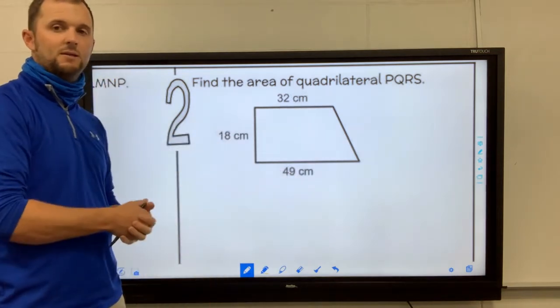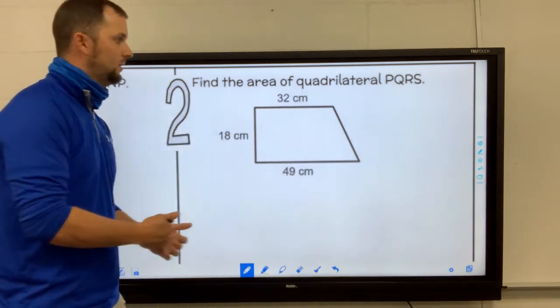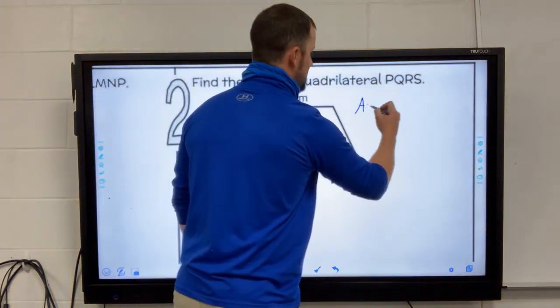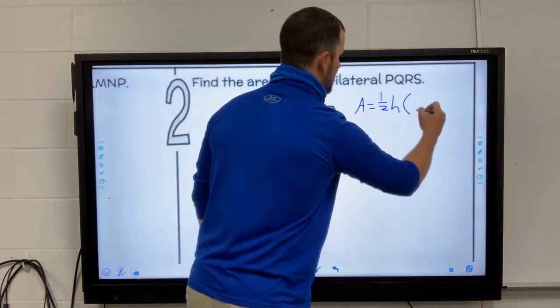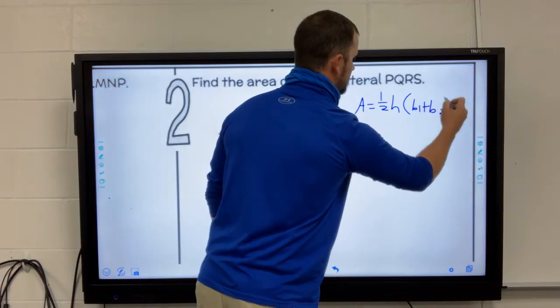That's one pair of parallel sides, so this makes it a trapezoid. So I know the area of a trapezoid is A equals 1/2 the height, and then I'm going to do base 1 plus base 2, okay?